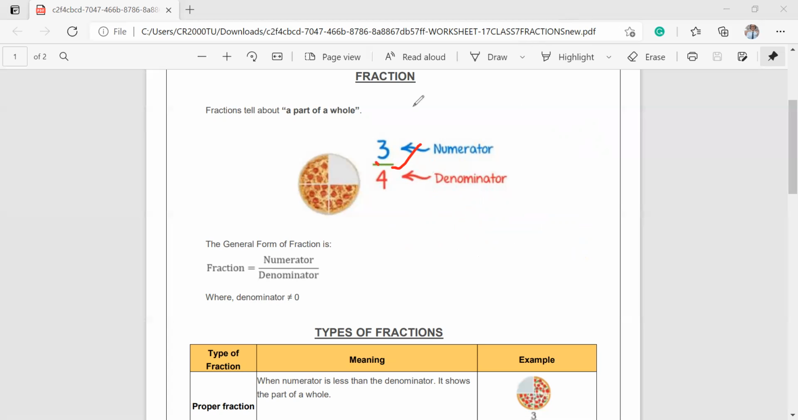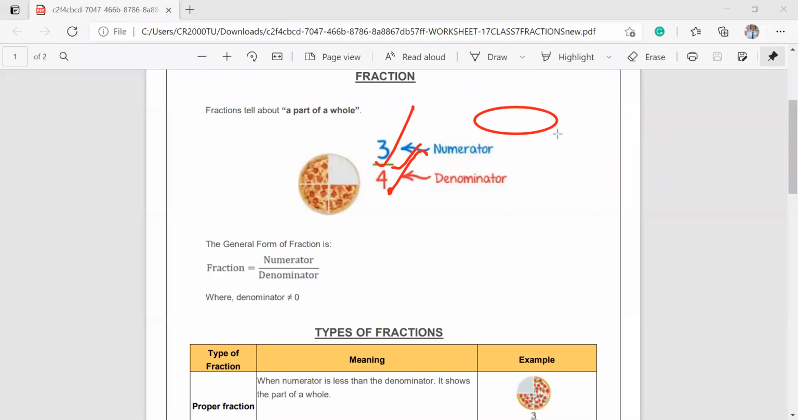For example, this is 3 by 4. How do I explain this? 3 divided by 4. When 3 is divided by 4, the answer will be something else. But we are not dividing, we are just representing a part of a whole. When we represent a part of a whole, we do not divide it. We just show that this is a part of a whole. If you are not understanding like this, let me show you an example of a birthday party.